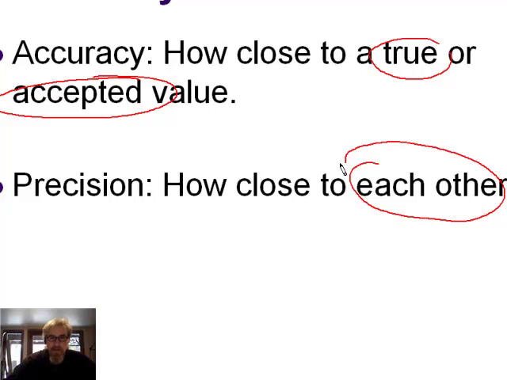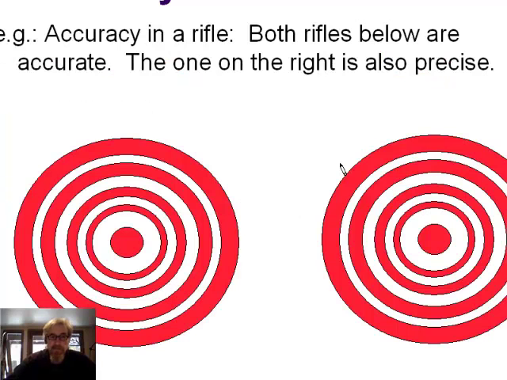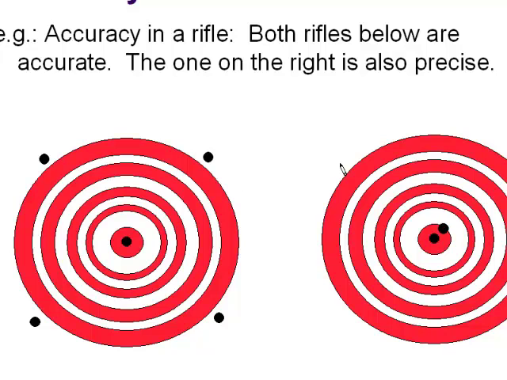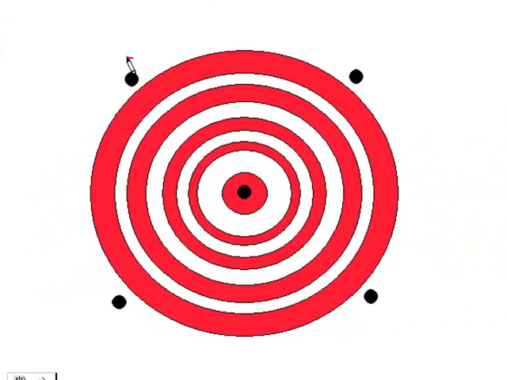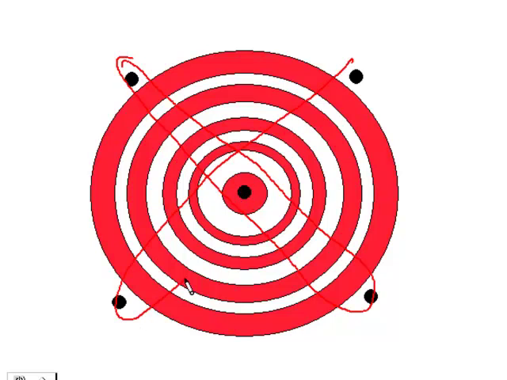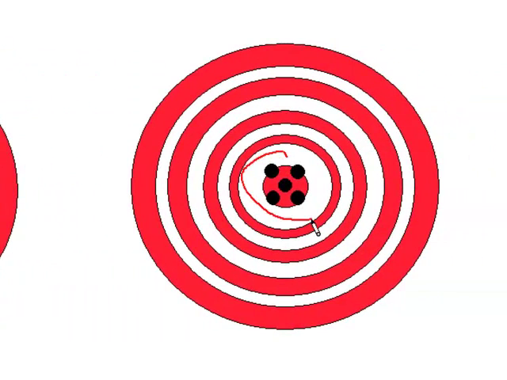Let's take a look at rifles to get an idea of what they each mean. This is an example of two rifles that are both accurate. This rifle on the left is accurate because if you sort of average up those shots, they end up in the middle, in the bullseye. If you sort of average up these shots, they end up in the bullseye. One's way off and the other one's way off in the other direction, but on average all these shots are close to the bullseye. Same thing is true on the right hand side.